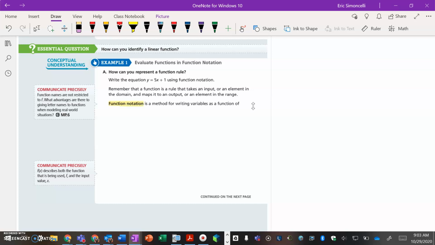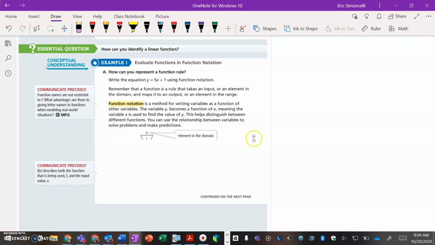Function notation is a method for writing variables as a function of other variables. The variable y becomes a function of x, meaning the variable x is used to find the value of y. This helps distinguish between different functions. You can use the relationship between variables to solve problems and make predictions. So we're going to go ahead and take a look.